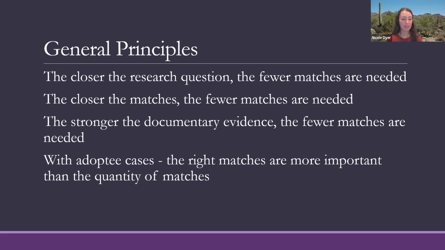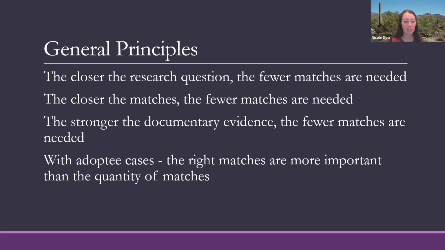So that would be a general principle that can help guide you. Another one is that the closer the matches, the fewer matches are needed. So if you have a lot of close cousin matches that are the closest they possibly can be for your research question, then the fewer matches are needed. But if you don't have any of those close cousin matches that are expected, then you just have more distant matches, you're going to need more.